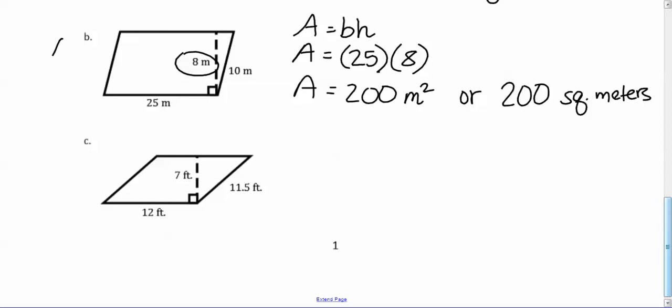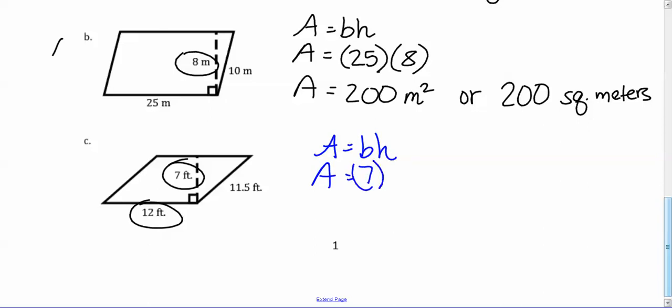All right, let's look at the next one. We have 12 here, 7, and 11 and a half. So what two numbers do I need to multiply to find the area? Liliana? 12 and 7. Very good. So 11 and a half is the side length, but we're not looking for the side length. So area equals base times height. Area equals 7 times 12. Everybody, what is 7 times 12? 84. And then what unit would I have for this, Jenna?